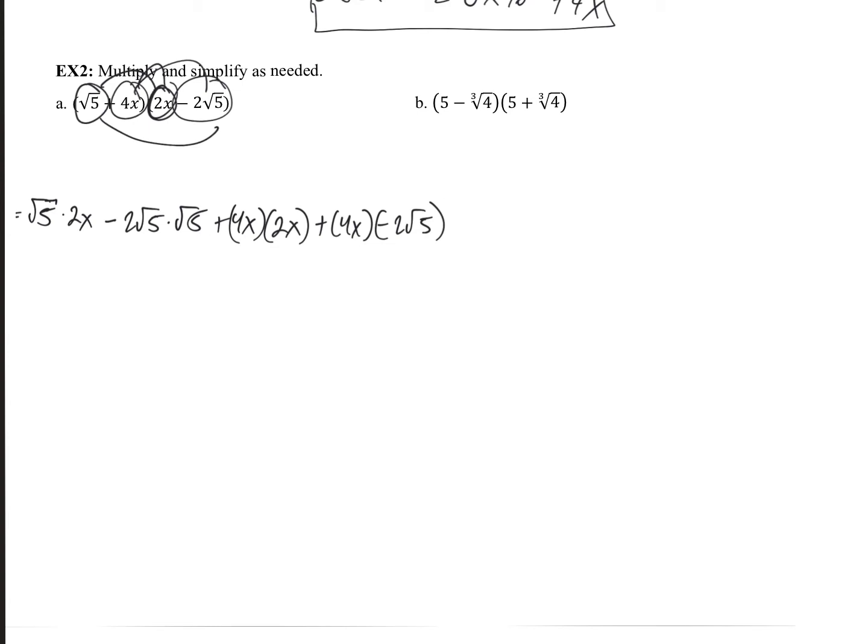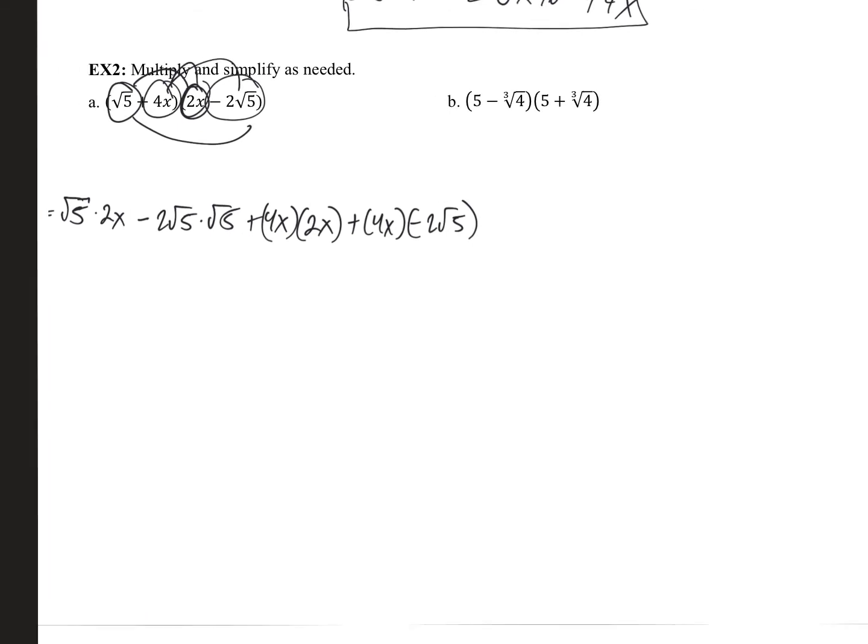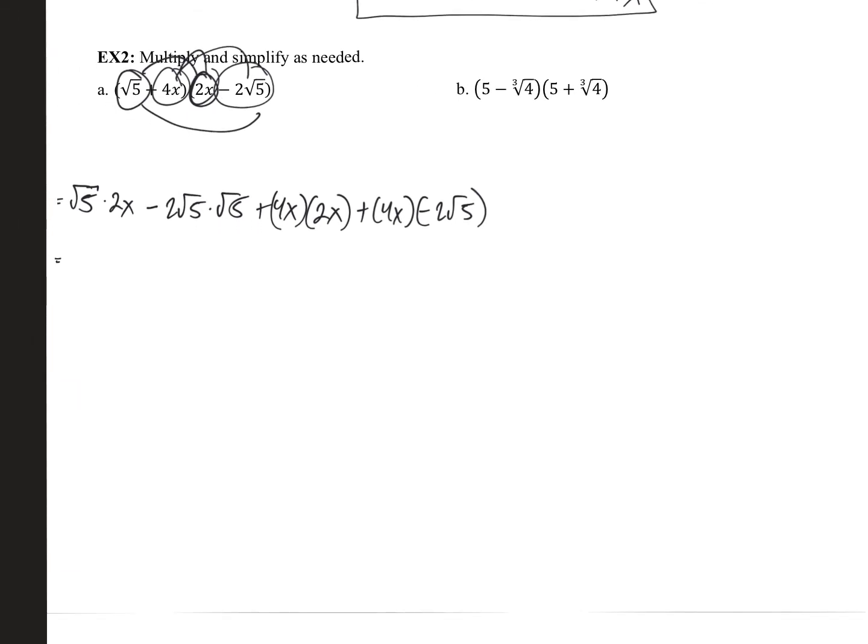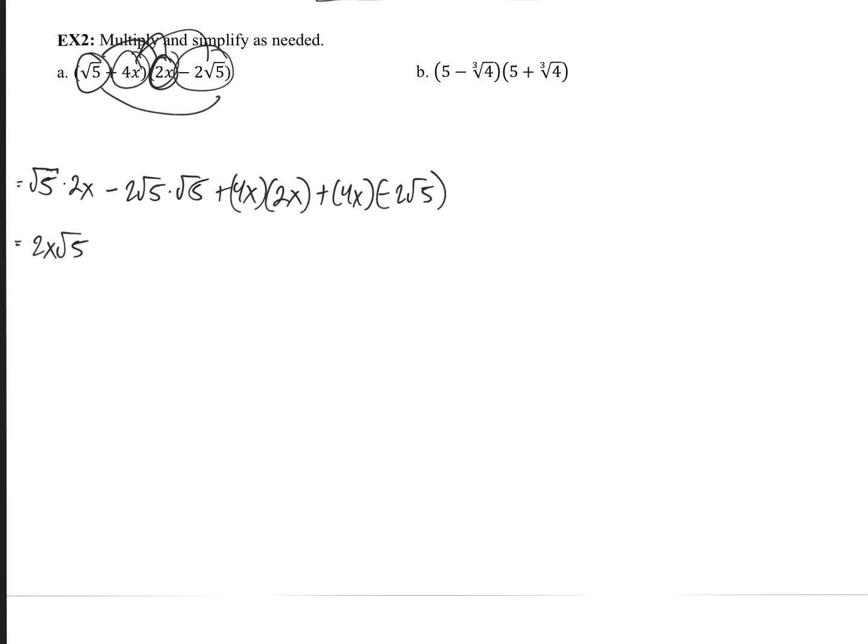Okay, so let's see, what can we simplify? Well, I know that this is going to equal 2x root 5, nothing I can do there, minus, oh, and I can combine these, that's going to be 2 root 5 squared, plus 8x squared, plus, and now I can combine the 4 and the negative 2, or negative 8, sorry, negative 8x root 5.